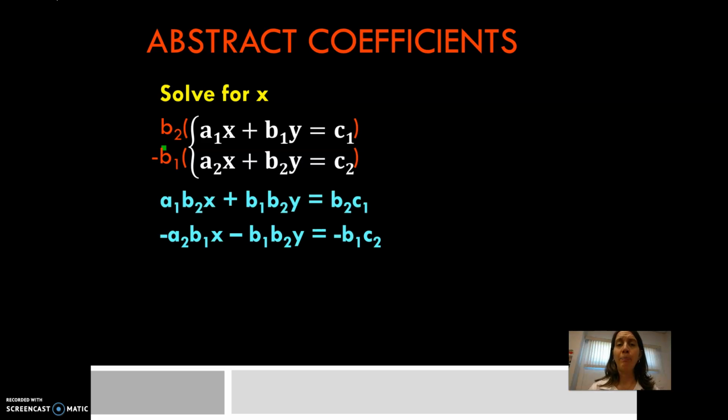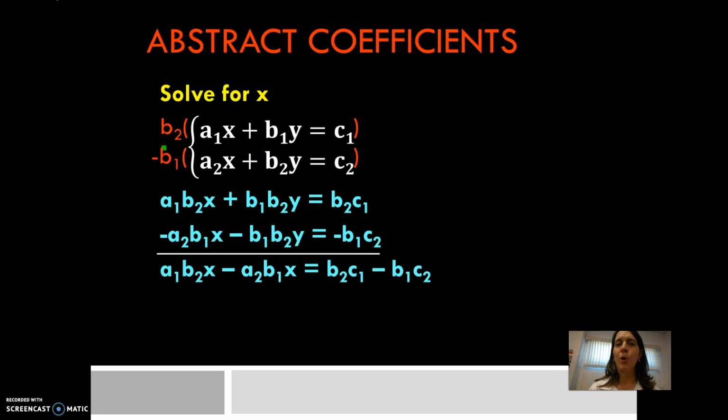Here's my new problem once I do that multiplication. Notice the y's are now opposites. They have the exact same pieces with our opposite signs. They're going to cross off. Just like we did last time, I don't have any like terms I can put together, so we're just going to write those two pieces of each side of the equation next to each other.